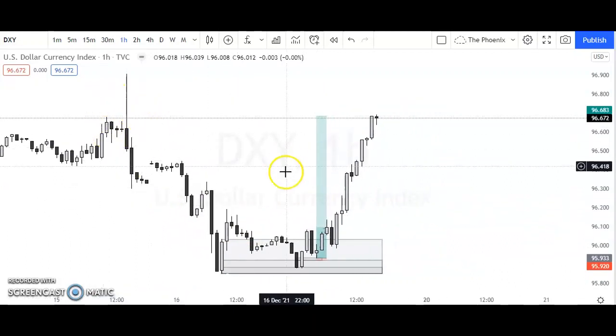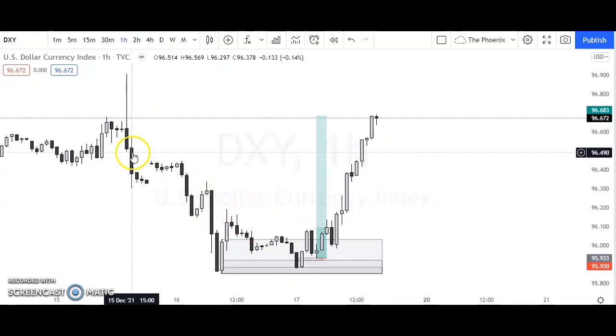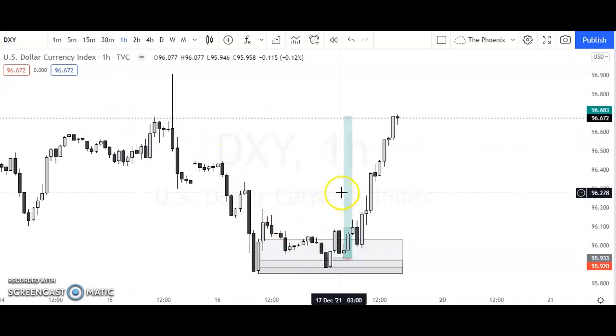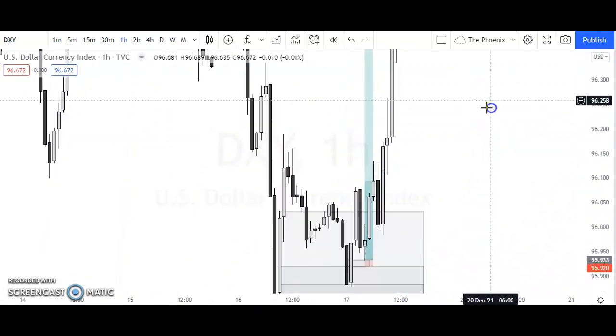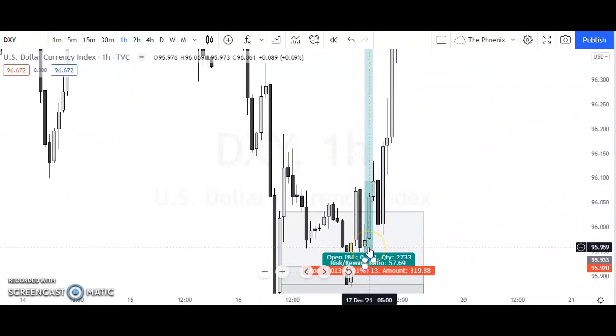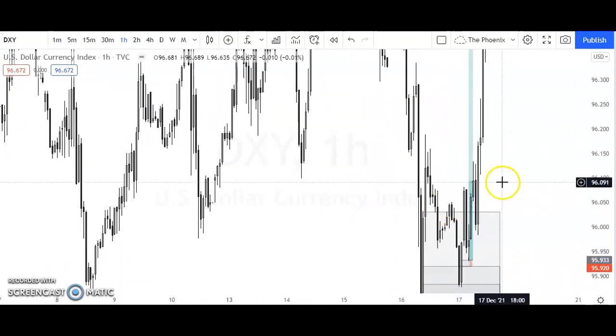Assuming we caught this entire leg, first take profit would be the first highs here, second take profit third, and you leave the rest to run up to there. And this is, let us see, what is this? This is a 57, almost 58 to 1 risk to reward ratio trade.